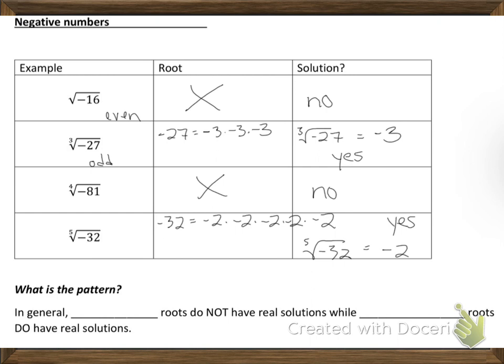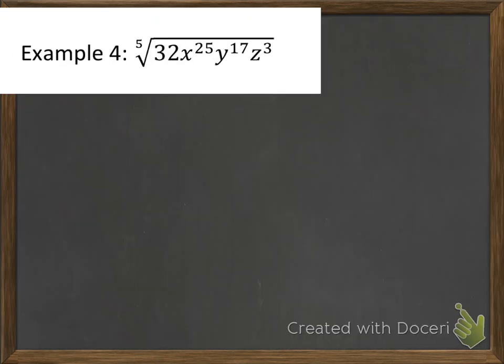So let's see if we can find the pattern. In general, even roots, so the square root, the fourth root, the sixth root, so on and so forth, do not have real solutions of negative numbers, while odd roots of negative numbers do have real solutions. Okay.